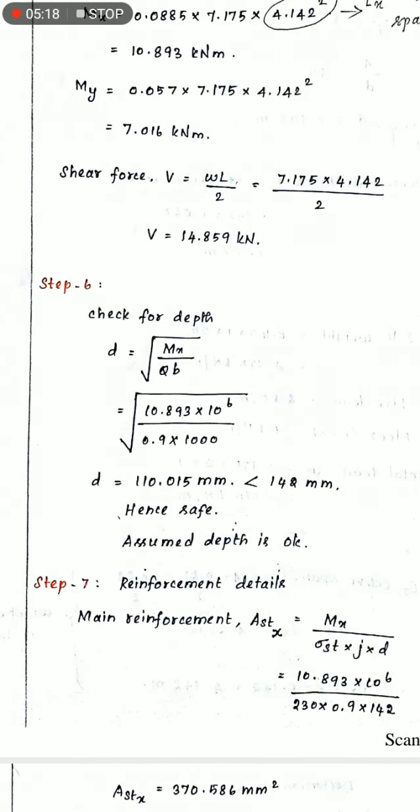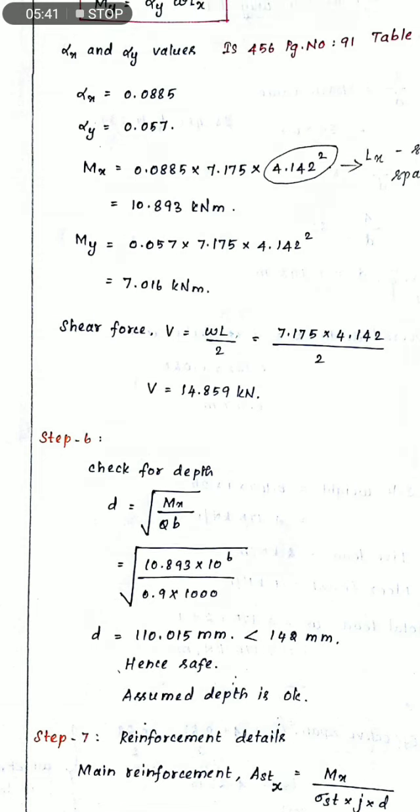Okay. The next step is to check for effective depth. Because the slab depth is assumed, we have to check the effective depth accordingly. So small d equals root of Mx divided by Qb. Here M means maximum moment, so the Mx value is maximum. Therefore, apply the Mx value in this formula.